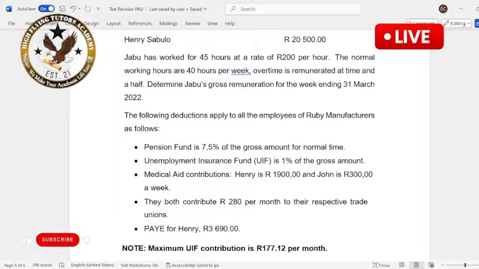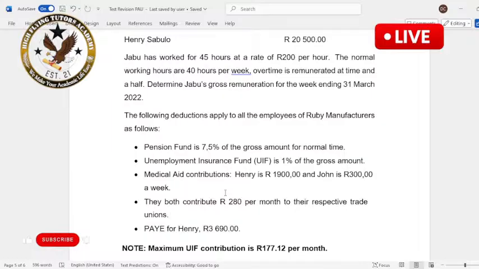And then they say, number 2, unemployment insurance fund is 1% of the gross amount. There's a difference from the normal time. The normal time is the basic salary. That means we are not going to use the same amount to calculate unemployment fund and pension fund. I hope you guys are getting that, because you need to be careful when you read. They're instructing you: use gross salary, use normal time or basic salary. So you're not going to rush into the test. They tell you what to do in accounting, you do. And then they say they both contribute 280 per month to their respective trade unions.